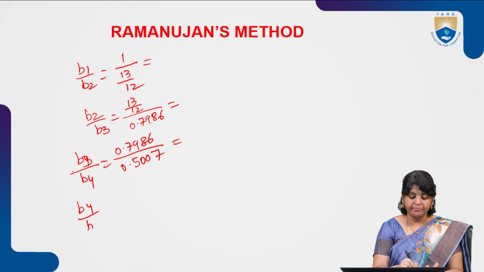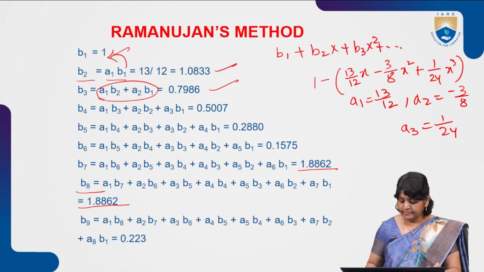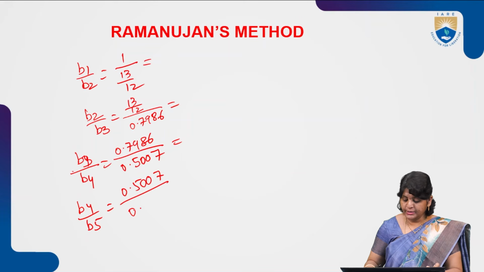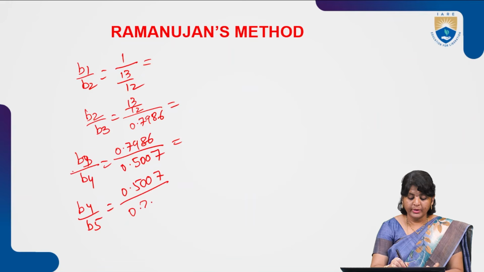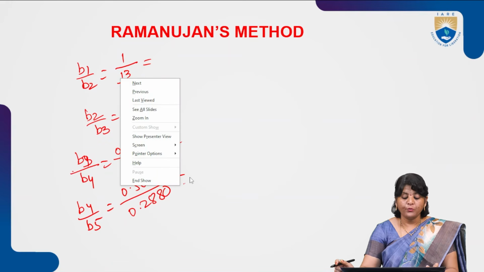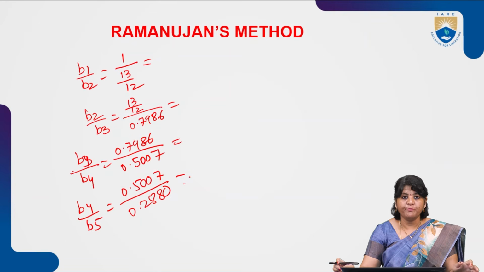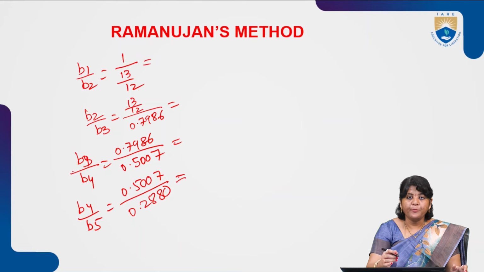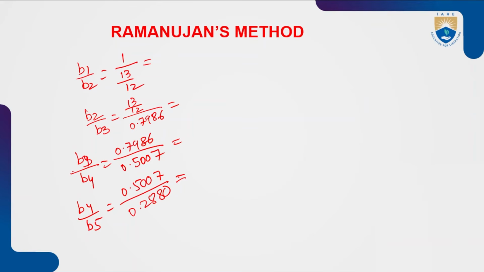Next, b4 by b5, so 0.5007 divided by 0.2880. So like this, with all the values of b1, b2, b3, the convergence values will be found out. Whenever the iterations have the same values, then we will stop the iterations. So here iterations means b1, b2, b3 and so on, and the root value is b1 by b2, b2 by b3 and b3 by b4.